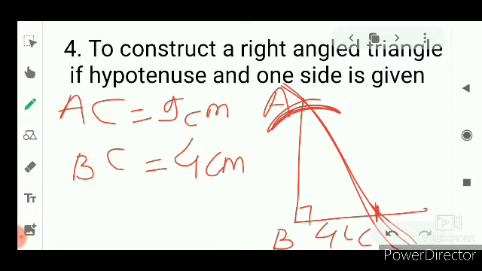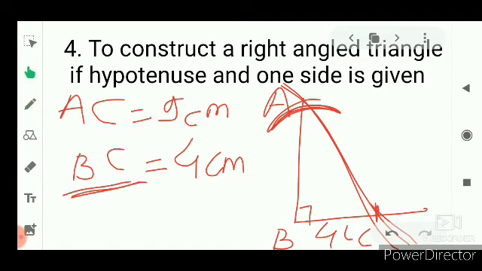Why have we taken BC as the base? We know that AC is the hypotenuse, so we generally don't take the hypotenuse as the base side. We take BC as the base. One side of the right angle triangle was given, so we have taken 4 cm as the base. Then this was the side BC and the hypotenuse 9 cm was given, so we have taken a distance of 9 cm in the compass and made one arc on this arm of the triangle. Okay, and we have joined these 2 points.